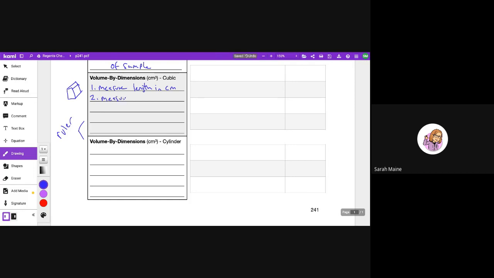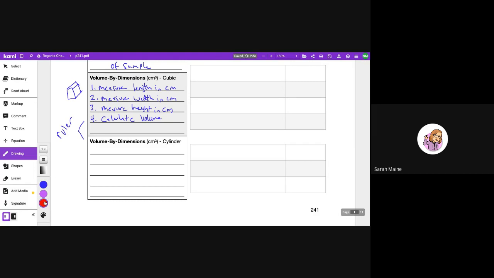So measure the width, also in centimeters. And then measure your third dimension that we refer to as height. So measure the height in centimeters. Once you have those dimensions, now you're actually able to calculate the volume.